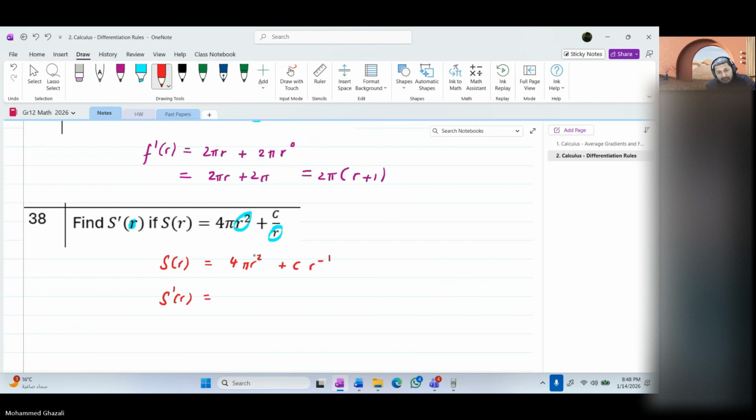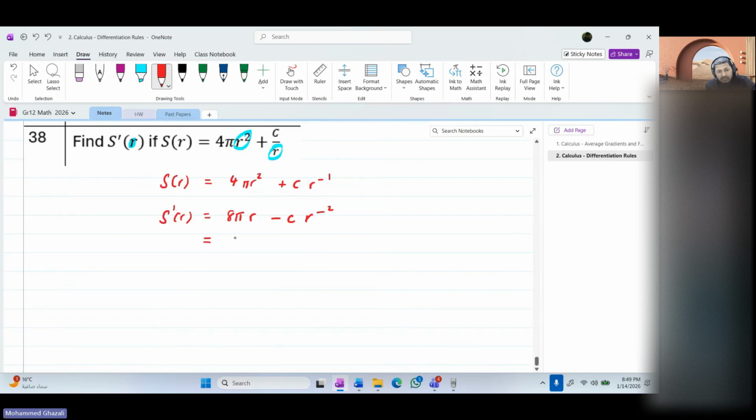Find s prime of r now. It would be 8 pi r, good, plus c r to the minus 2. Wait, one second. Let's multiply those two out first. I don't think you multiplied them out. It was minus 1 times c. It's minus c. Multiply, then subtract the power. Okay, minus c r to the power negative 2. Now we need to write the negative 2 in terms of positive exponents. So 8 pi r minus c over r squared. Right, great. That's your answer.